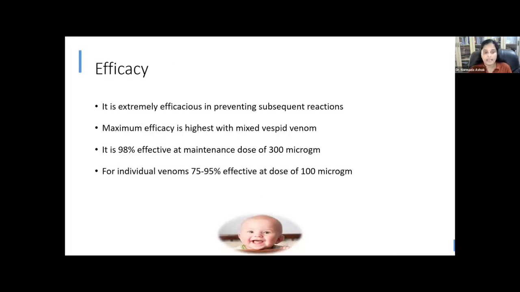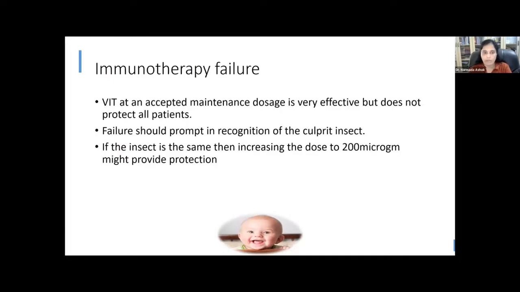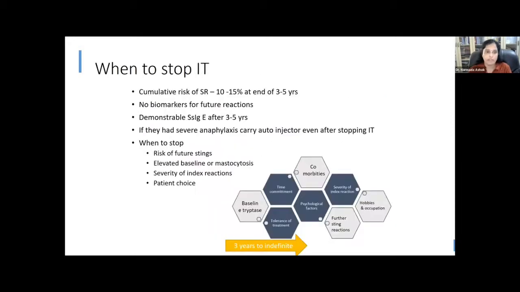As we said, it is extremely efficacious. Maximum efficacy is highest when we use mixed vespid venom, and it is 98% effective at a maintenance dose of 300 microgram and about 95% effective at 100 microgram. But most of them will do well at 100 microgram itself. Regarding immunotherapy failure, when the insect is the same and they have developed another reaction, then we try to increase the dosage to give them maximum protection.